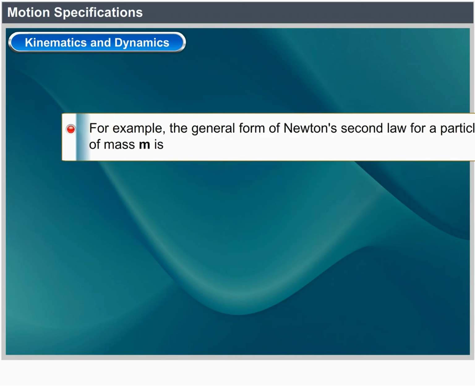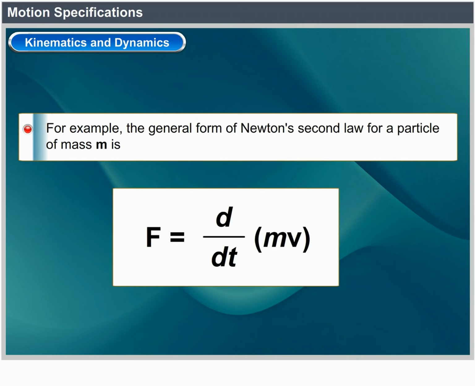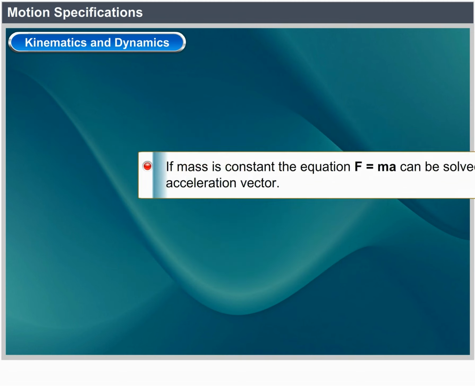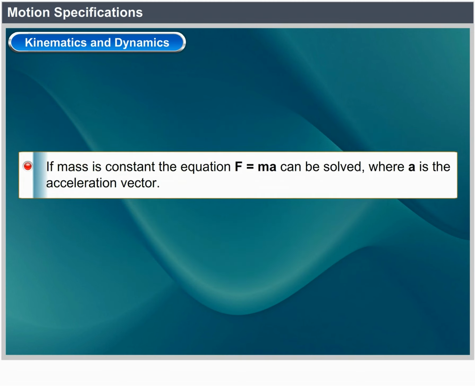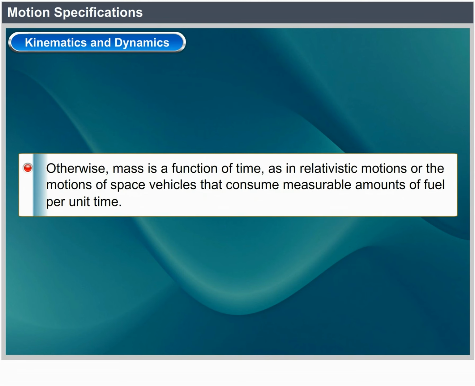For example, the general form of Newton's second law for a particle of mass m is F = d/dt (mv), with F as the force vector and v as the velocity vector. If mass is constant, we solve the equation F = ma, where a is the acceleration vector. Otherwise, mass is a function of time, as in relativistic motion or the motions of space vehicles that consume measurable amounts of fuel per unit of time.